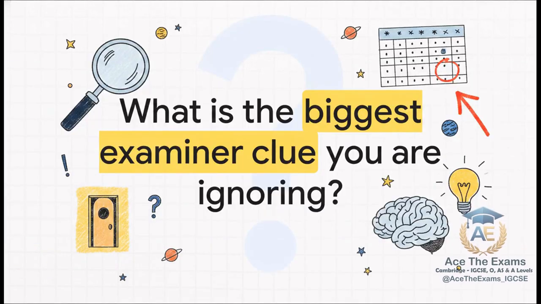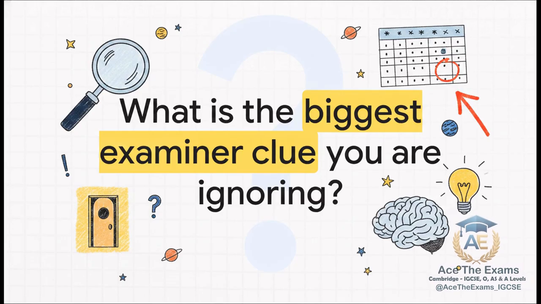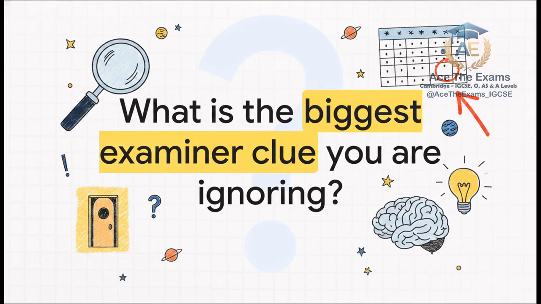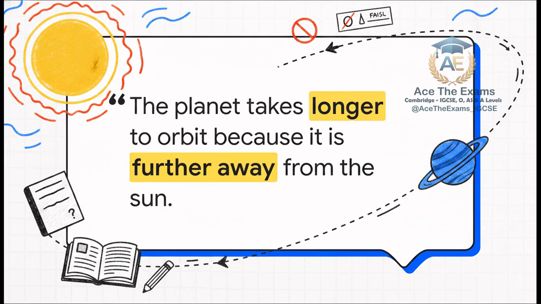Now, before we put this framework to the ultimate test, I actually have a question for you. What is the single biggest examiner clue you are ignoring right now? Seriously, there is a trap hidden in almost every single data table Cambridge gives you. And if you miss it, your entire calculation falls apart like a house of cards. In just a second, I'm going to reveal exactly what that clue is and how it totally flips your answer. But first, we need to see this framework in action so that the clue just becomes glaringly obvious to you. So let's start the surgery.